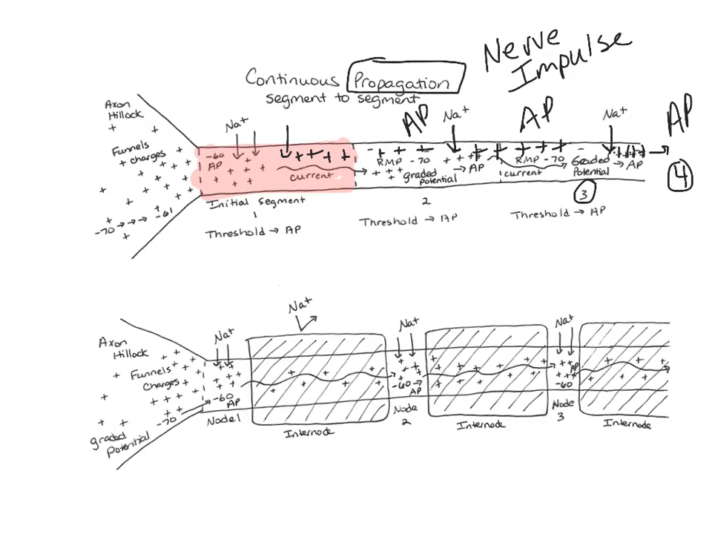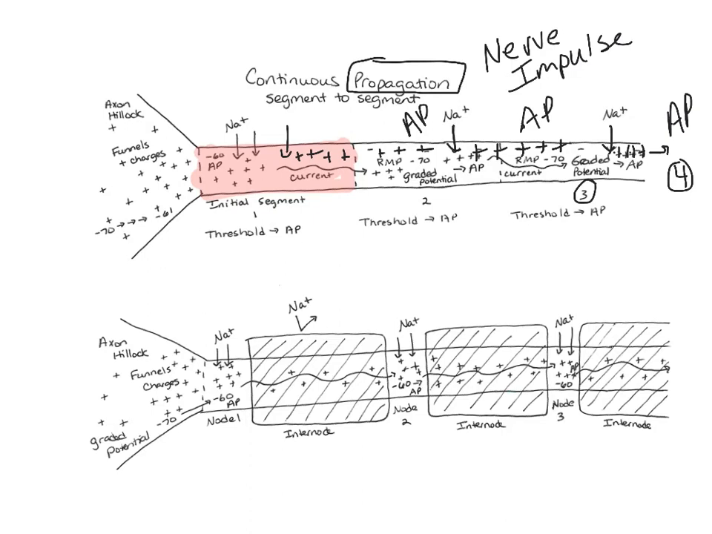Now, in an axon that we're seeing here that doesn't have myelin around it, every single segment of that axon has to depolarize, meaning every single segment has to have an action potential in order for that action potential to travel all the way down to the other end of the cell, to the other end of the axon.